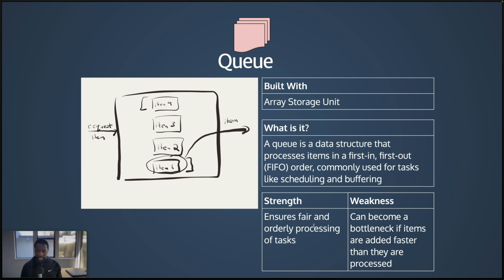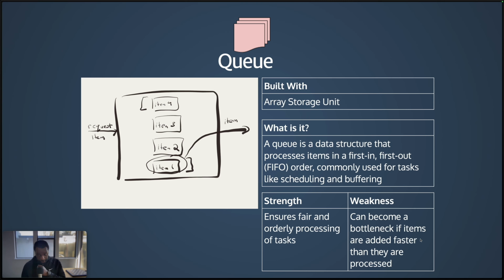The strength of it is that it ensures fair and orderly processing of tasks. You can have several different services doing a bunch of stuff, sending things into a queue. Whoever puts it in first will have it in that order. Then you pair this with a worker that can take an item and do something with it. All the worker knows is, I'm going to get the next one, and the next one. It doesn't matter how chaotic all these items got into the queue, because the queue makes them ordered.